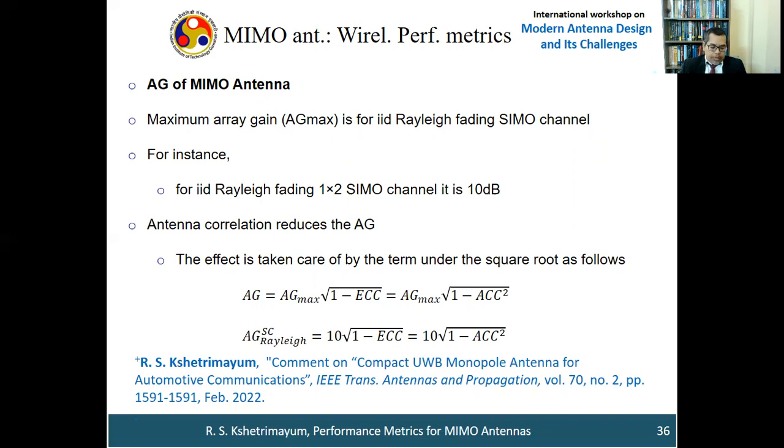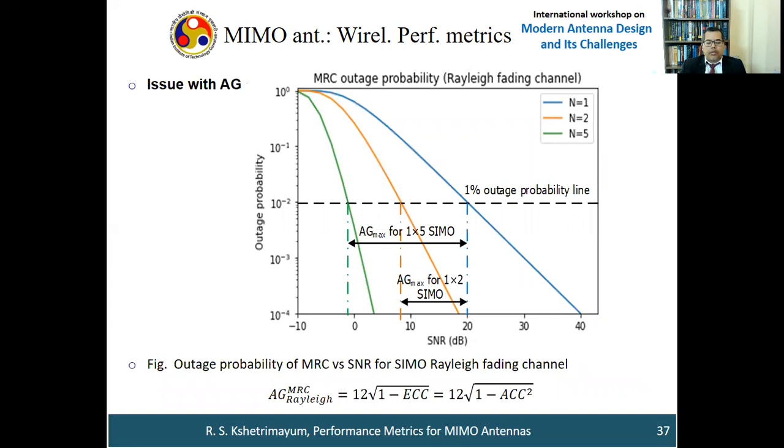So this array gain has been mistakenly called diversity gain of MIMO antenna in the literature. Actually, diversity gain is the slope of the outage probability curve versus SNR. Array gain is the SNR gain because of selection combining or maximal ratio combining which is done at the receiver. They're two different parameters. Okay, so let's consider another case when you have maximal ratio combining. Array gain is going to change. We're considering IID Rayleigh fading channel, so that's a maximum array gain.